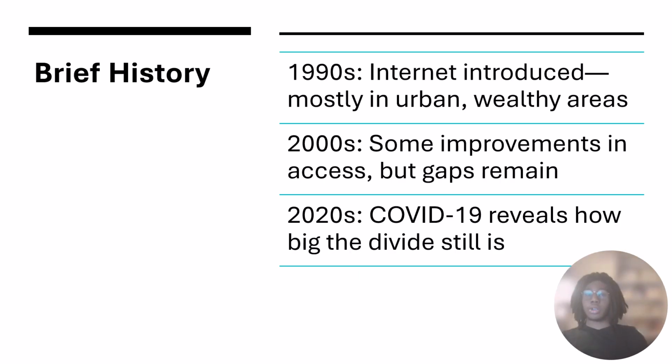This issue isn't new though. Back in the 1990s, internet access was mostly limited to the wealthy. Over the years, devices got cheaper and more available, but high speed internet, or broadband, hasn't reached everyone, especially in rural areas. The infrastructure just isn't there yet. Even in 2025, many households still lack a reliable connection as technology keeps advancing. Those left behind are missing out even more than before.